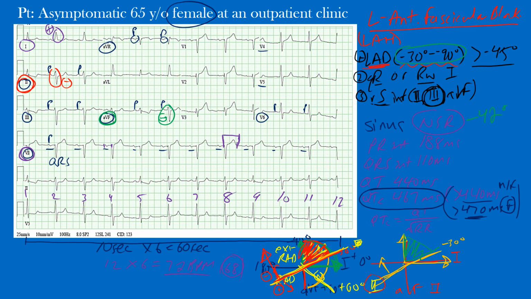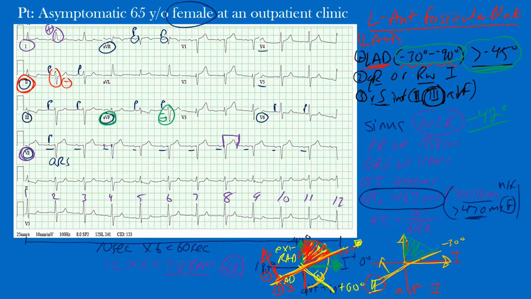Because of that, we want to start to consider left anterior hemiblock or left anterior fascicular block because we have that true left axis deviation. Now, oftentimes with left anterior hemiblock, the axis tends to be beyond this negative 45 degrees. Here it's only negative 42 degrees, but close enough.